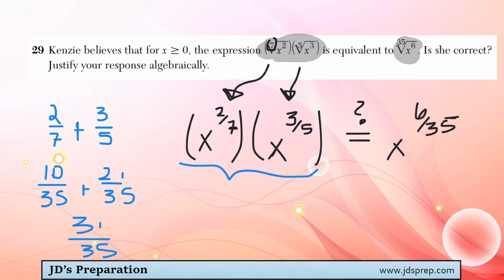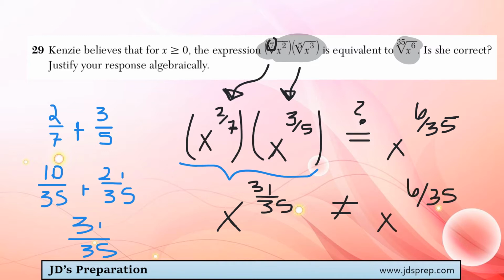Okay, so this is going to simplify to x to the power of 31 over 35, and we can see that that is not equal to x to the power of 6 over 35. They're actually trying to kind of trick some students here by making them think what you're supposed to do is multiply these exponents, because if you do, you would get 6 over 35. So they're kind of trying to trick you there.